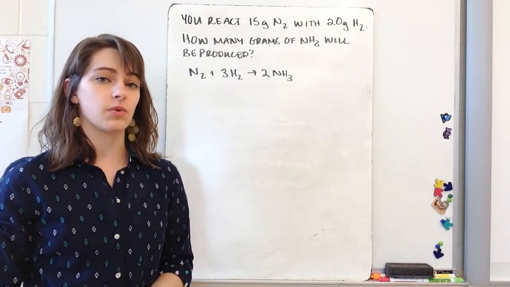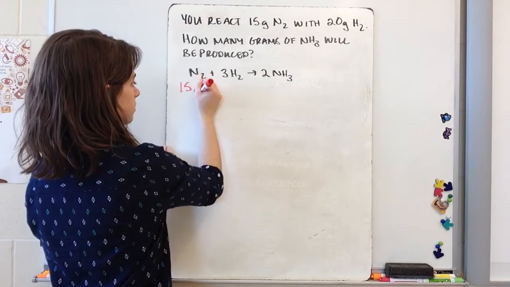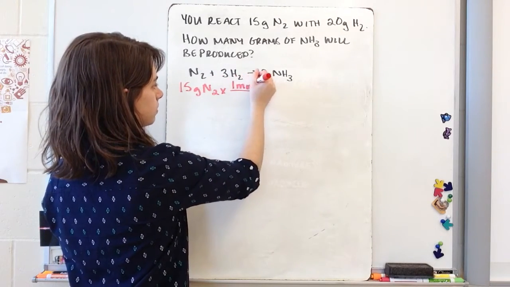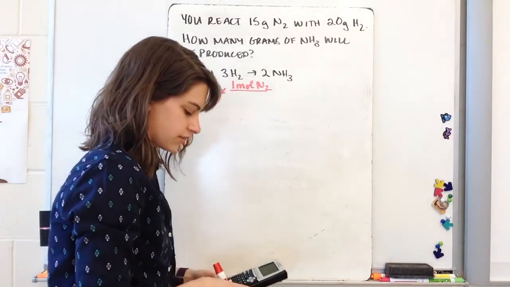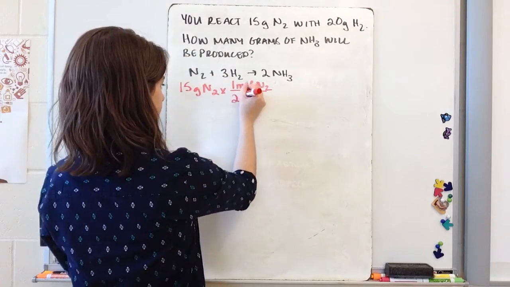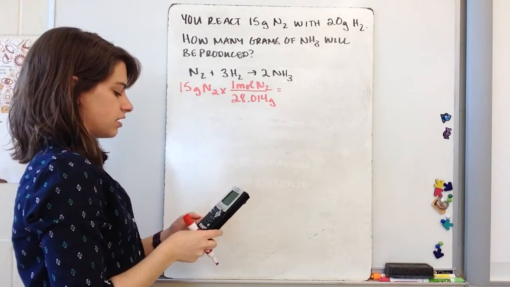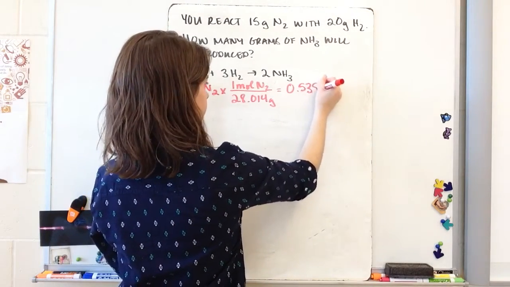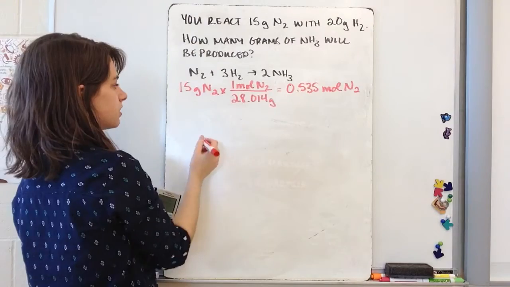But before we can even do that, we have to convert our grams into moles. So let's convert 15 grams of nitrogen into moles. So I know that for every 1 mole of nitrogen, so nitrogen is N2, I'm going to have 2 times whatever the number is on the periodic table, 14.007. So I get 28.014 grams. So if I have 15 grams, I have 0.535 moles of nitrogen.